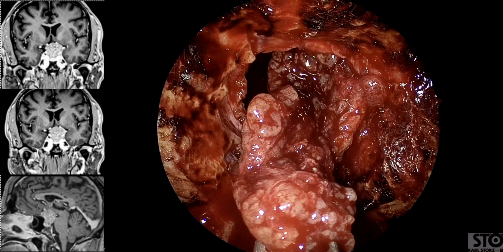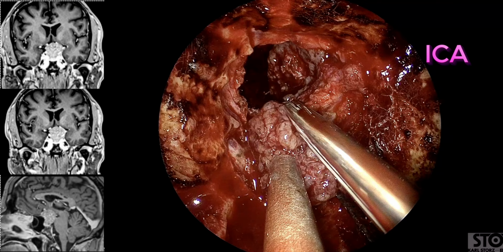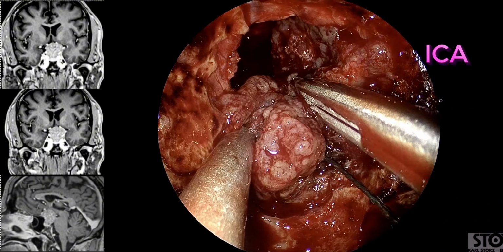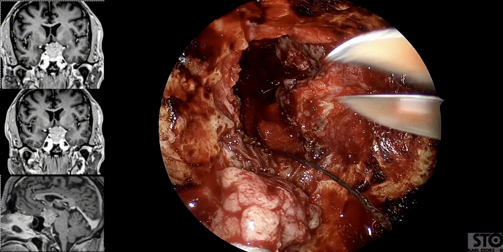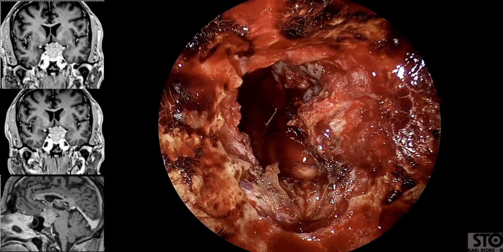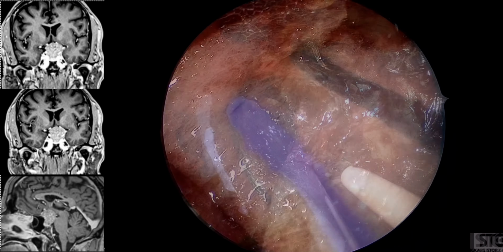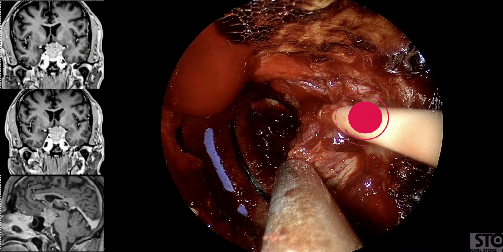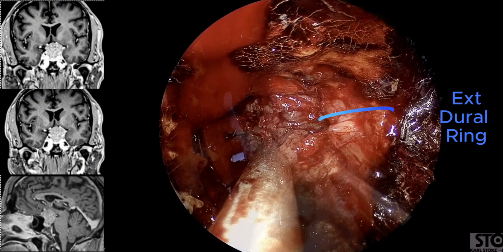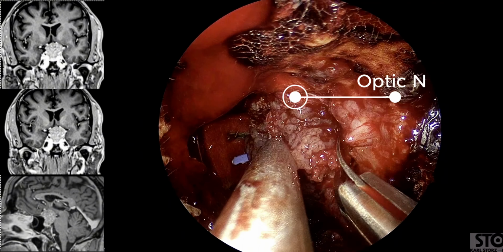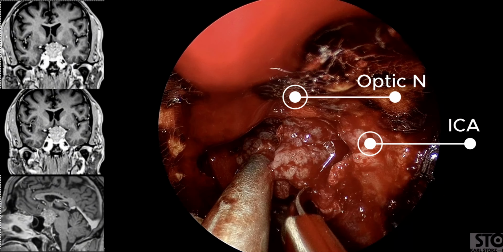The carotid artery defines the lateral limit of the corridor, and safe dissection requires maintaining an appropriate distance from these structures. At this stage, the suprasellar space is clearly visualized, including the pituitary stalk and surrounding vascular anatomy. Intraoperative ultrasound is used to confirm the location of the internal carotid artery. The distal dural ring serves as an important key landmark. It is safe to incise medial to the carotid at this level to access the tumor behind the supraclinoid segment.